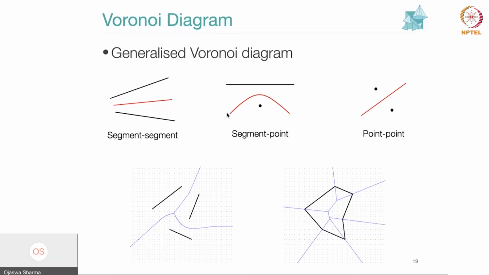Any quick questions before we start? Yes, sir. Sir, what if we have 4 points and these 4 points are the corners of a square?